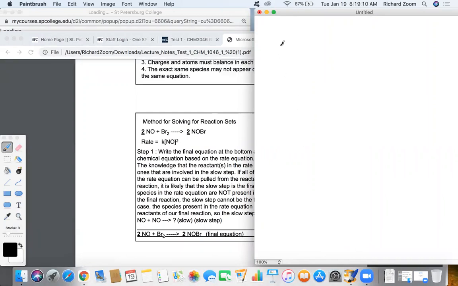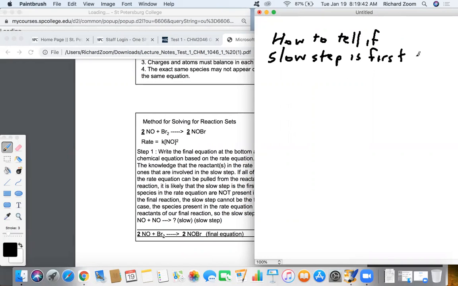So I'm going to put some guidelines here, and the guidelines are as follows. All right, so how to tell if the slow step is the first step. And this is the hardest part, because if you can understand this, it's just all logic. If you can understand this, then you can sort of understand anything that goes along with this. How to tell if the slow step is the first step.